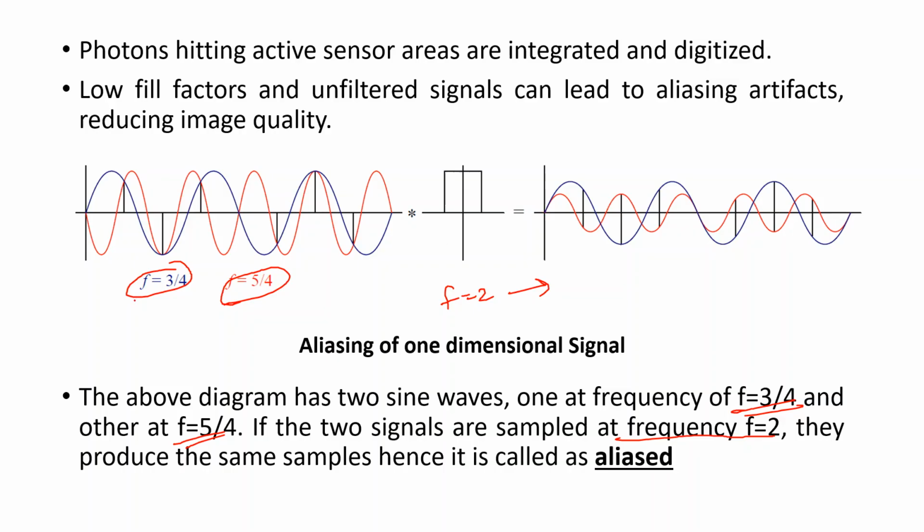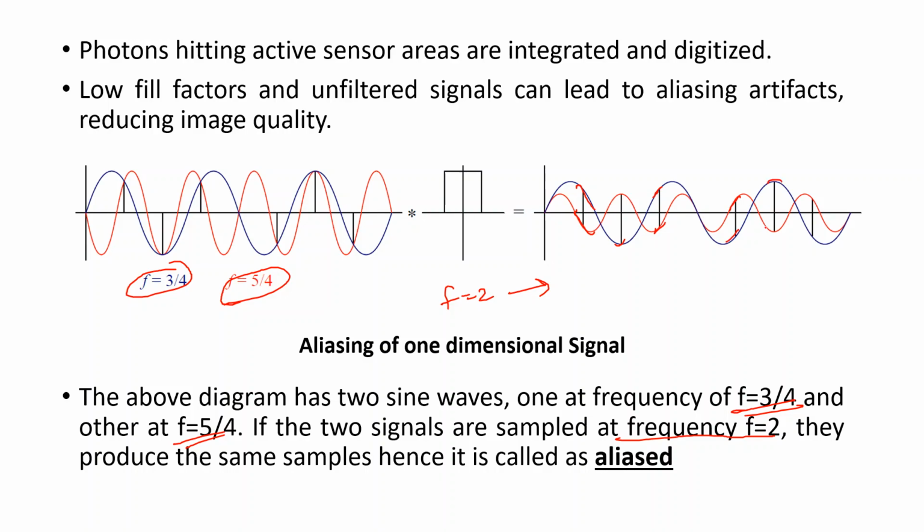Now you see here, again the blue wave represents 3 by 4 frequency and the other represents 5 by 4. Two sine waves are here. Then we have performed the sampling at a frequency of 2. Then you can see that the same point, both are in parallel. This is parallel, again this is parallel, this is parallel. The sampling point is the same in both the waves.